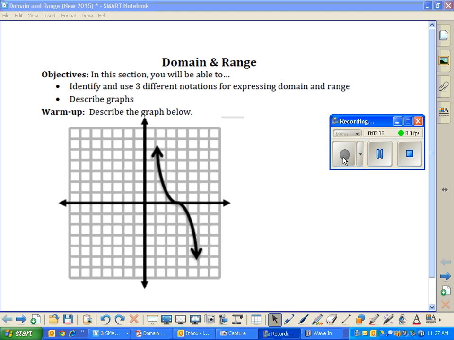Nick. It is non-linear. Very good. In this chapter, you only have 2 ways of categorizing functions so far. Linear or non-linear. This, categorically speaking, is non-linear because it does not make a line. That's it. One more.